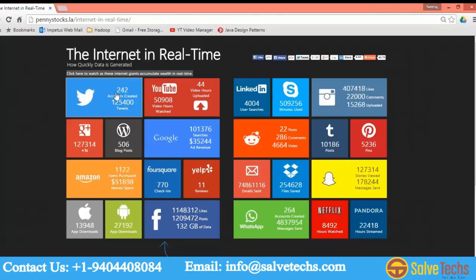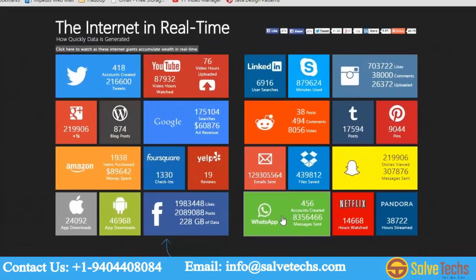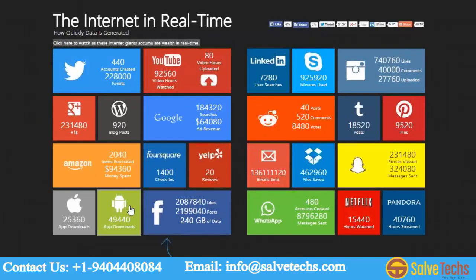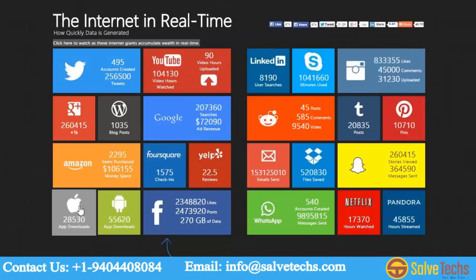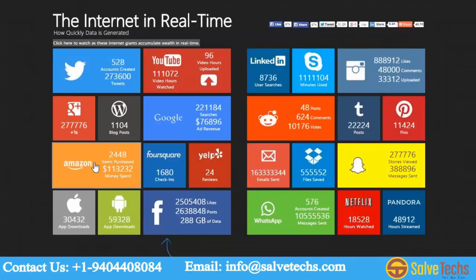You can see that 242 accounts are created and this many tweets on Twitter. Similarly, the details for YouTube are displayed here. Details for LinkedIn, Skype, emails sent, files saved, WhatsApp, Facebook, and applications downloaded from Play Store and Apple Store are displayed here. The items purchased from Amazon and the money spent on Amazon are displayed here. This web page is giving you the idea of how much data is being generated in seconds.